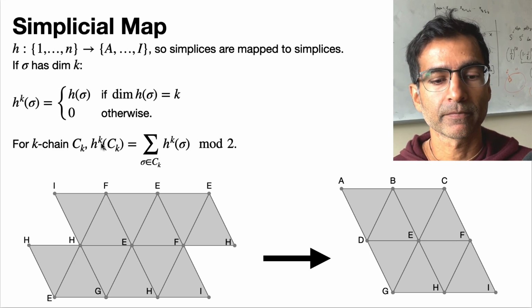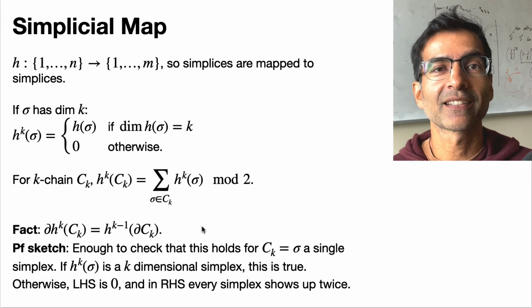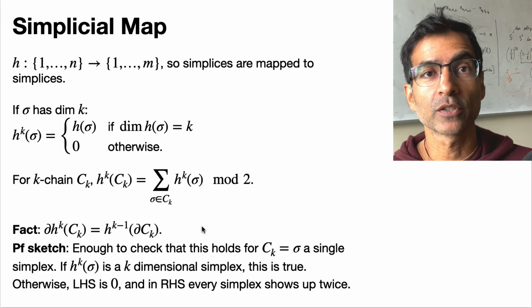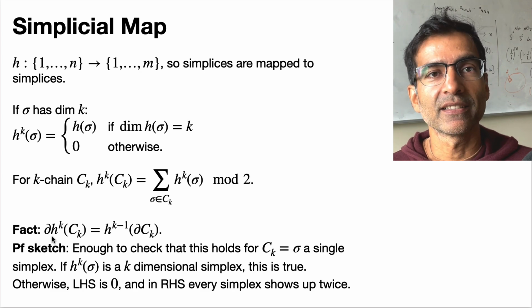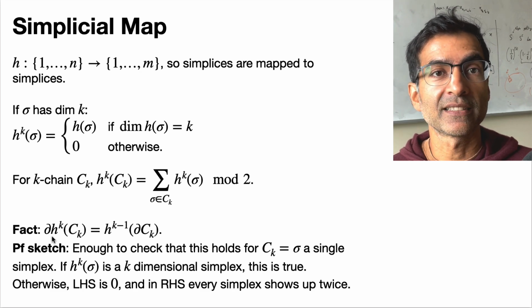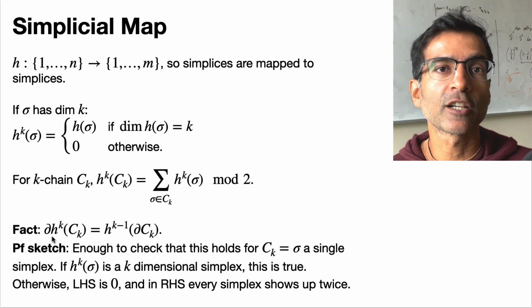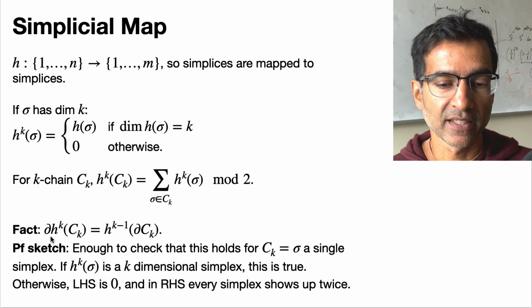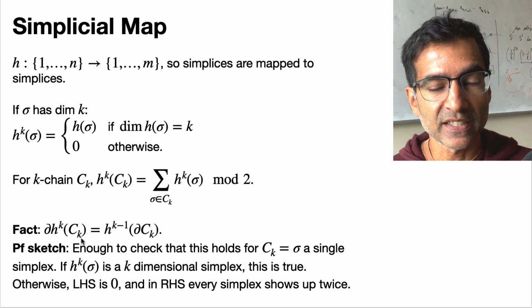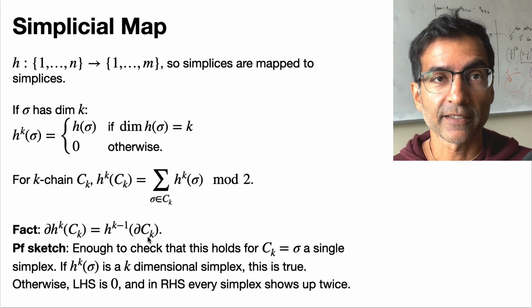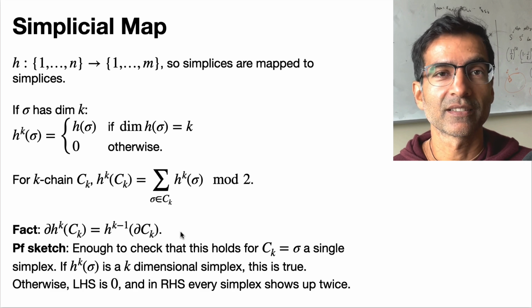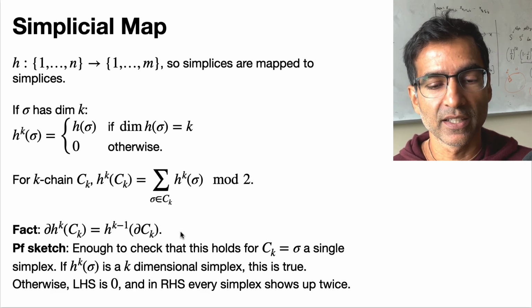So this is a map from the k-chains of the first simplex to the k-chains of the second simplex. Now here's a fact that will be crucial to us in the proof. It's not too hard to check that the boundary operator and these maps H_k commute with each other in the following sense. The boundary of H_k of c_k is equal to H_{k-1} of the boundary of c_k. That's a fact that will be very important to us.